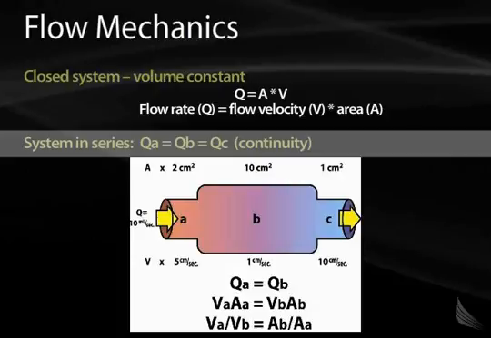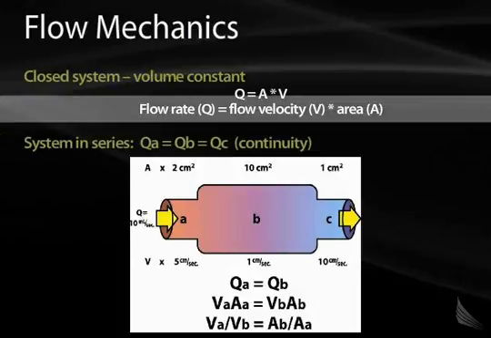Point C represents veins and venules. At that point, the blood is deoxygenated and is traveling back to the heart in a relatively fast manner at 10 centimeters per second. The flow is equal from point A to point B, but the velocity changes as the area increases.